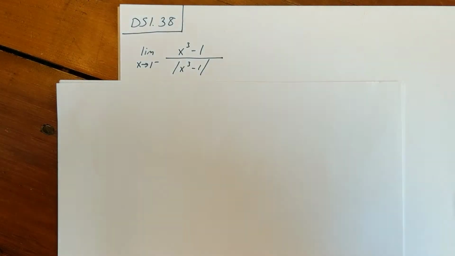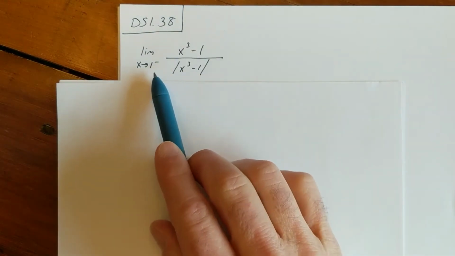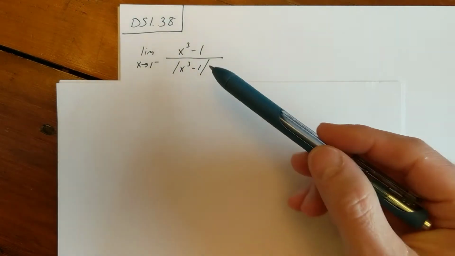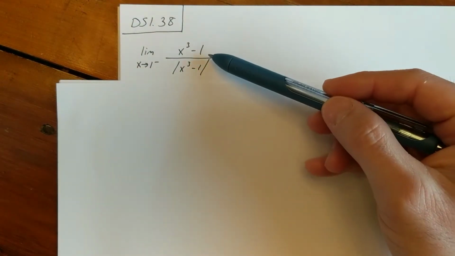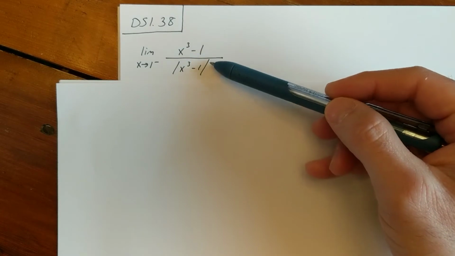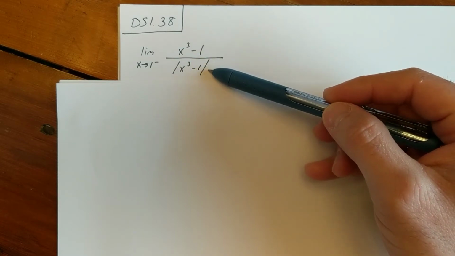DNS exam 1, number 38, we've got a limit problem right here. Limit as x approaches 1 from the left. And what we should notice about this function is it's identical on both the top and the bottom, except for the fact that the bottom has an absolute value.